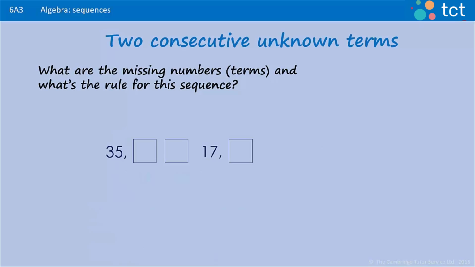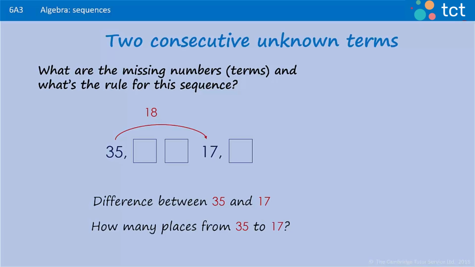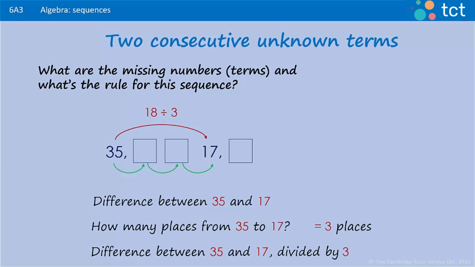We start with 35, we have 2 missing terms, and then we have 17. Find the difference between 35 and 17, and that's 18. How many steps, how many places from 35 to 17? 1, 2, 3. We take the 18 and we divide it by 3, which is 6. This time, because the numbers are getting smaller, the rule is going to be minus 6.